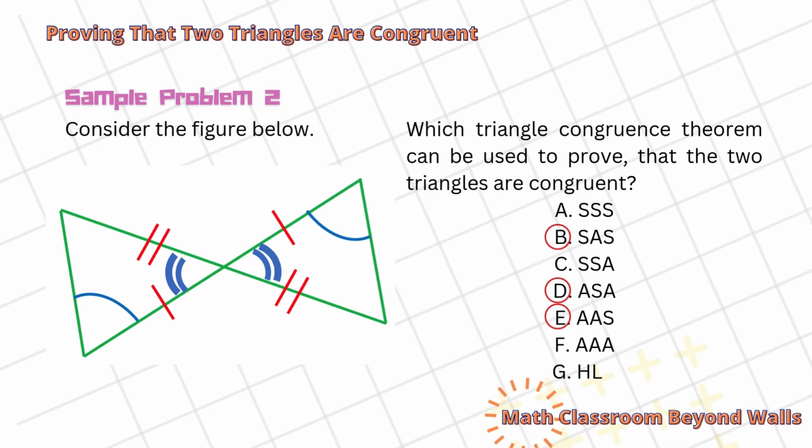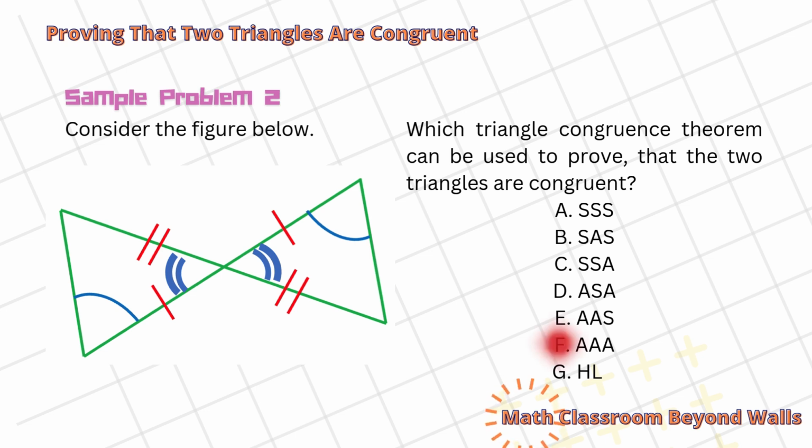Learners, do you understand why options A and F could not be answers? For option A, take note that only two sides are marked. So option A is not an answer for SSS means that three pairs of sides must be marked, or we say three pairs of corresponding sides must be congruent.